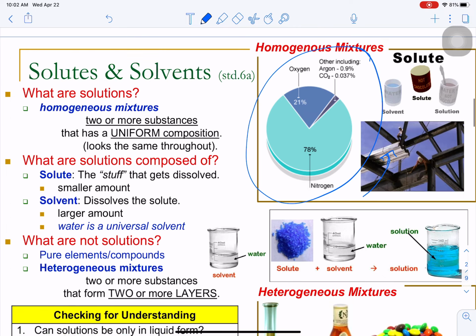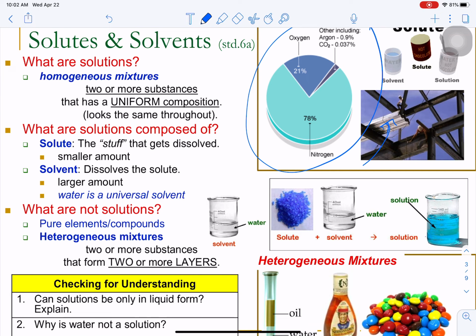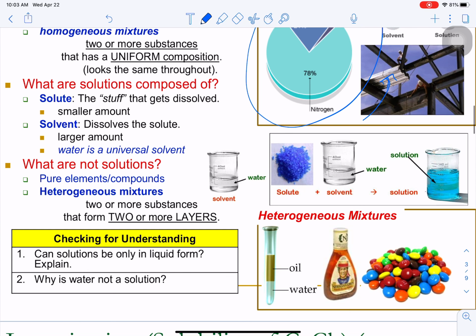All right. Now, what are not solutions? Obviously, heterogeneous mixtures, and then your pure elements and compounds. Okay. In order for there to be a solution, not only does it need to have a uniform composition, but you need to have a solvent and a solute. That's why water is not a solution. It's a solvent. It's a universal solvent. Okay, to answer this question.